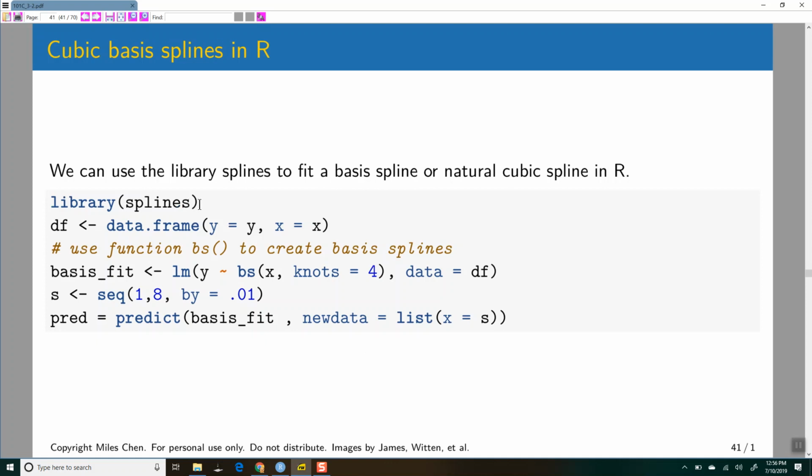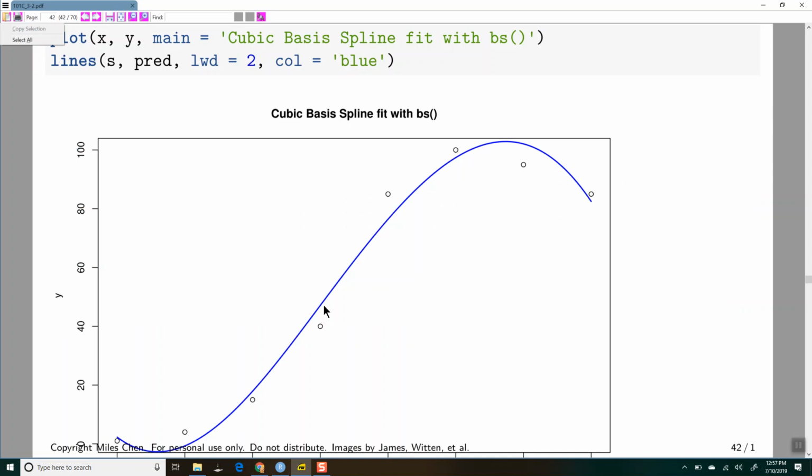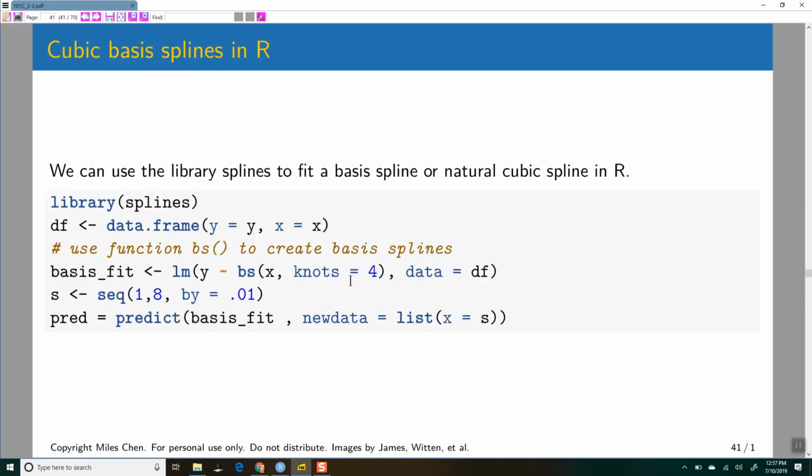Yeah, there's library splines, there's library GAM for generalized additive model. And basically, you can just say, I want to fit a linear model between y and basis spline, where we're going to have 4 knots or something like that. Oh, I'm sorry, not 4 knots. So the knots thing here is the location of the knots.